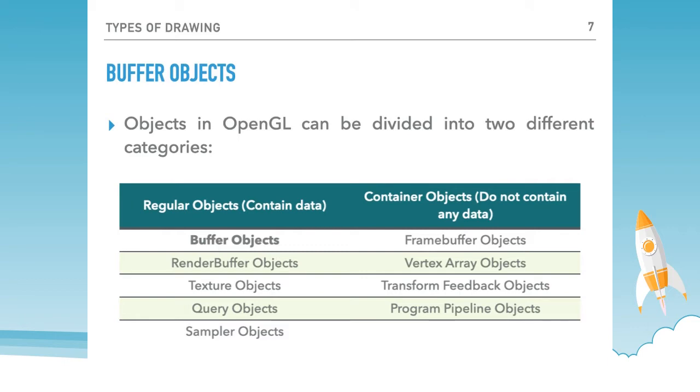Now before you can draw anything on the GPU, you have to understand the objects that are available in OpenGL. Basically, there are 2 different kinds of objects that you can use in OpenGL. The first one is what we call regular objects that contain data. The second one is what we call container objects that do not contain any data. In the regular objects, we will be using buffer objects to store the data from CPU to GPU.